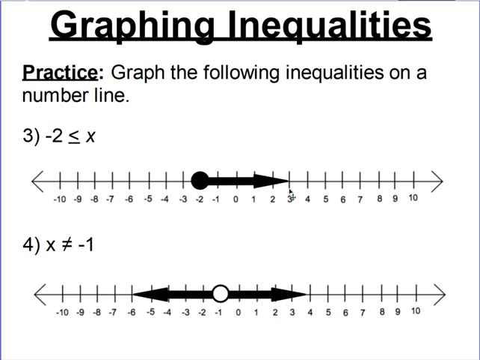Okay? For the last one, x is not equal to -1. So remember, we put a circle at -1. We do not color it in because -1 is not part of the solution set. And then we draw arrows in both directions to show that every other number on that number line is part of the solution set and can be replaced, and it can replace x.